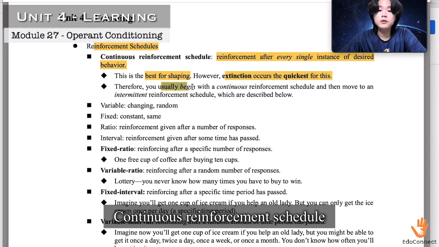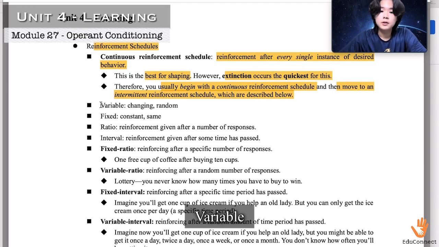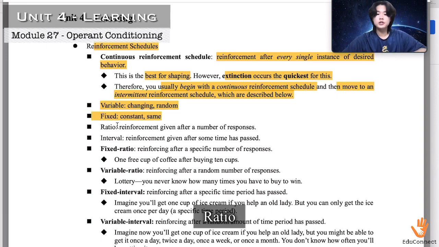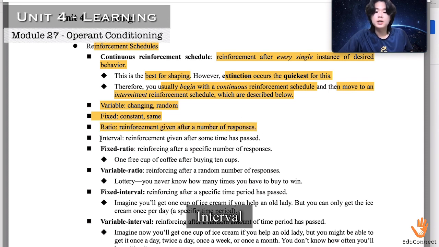Therefore, you usually begin with a continuous reinforcement schedule and then move to an intermittent reinforcement schedule, which are described below. The variable is a randomly changing thing, and the prefix fixed means constant and same. Ratio means reinforcement given after a number of responses. Interval means reinforcement given after some time has passed.